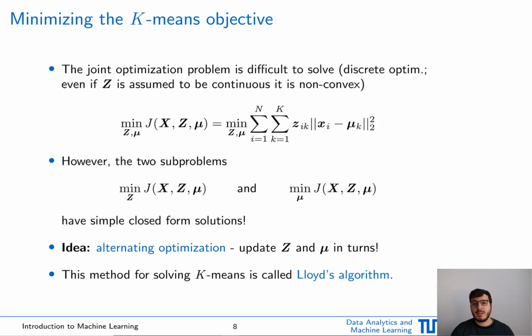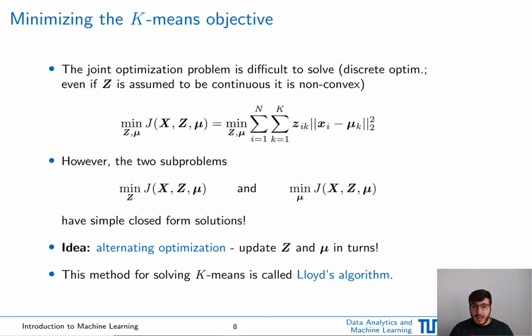And even if we make some sort of relaxation where we say, wait a minute, we're not going to look at discrete data, but we're going to relax these cluster indicators to be between 0 and 1, even in that case, the objective is still non-convex, which means, again, it's pretty difficult to solve. So solving this problem directly, finding the cluster indicators and the centroids, cannot easily be done in closed form.